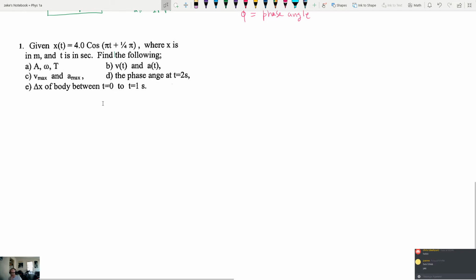It says we're given something that's moving with simple harmonic motion, and we're told that the coordinate x as a function of time is given by this expression. It's 4. I'm going to put a unit on here. Oh no, it says x is in meters. Yeah, so x is in meters. I was going to make this in meters, but 4 meters is really big, but that's okay. Cosine of pi times t plus pi over 4.